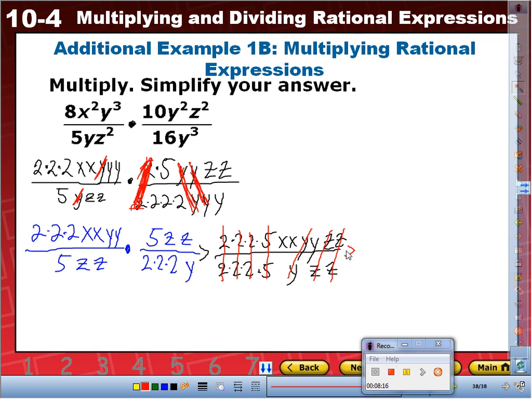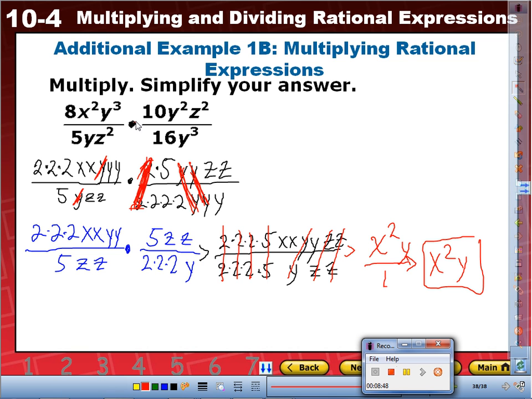Let's see. What's left on the numerator? X squared y. How about the denominator? No, it would be 1 if it's nothing. But since this becomes that, we're left with x squared y. Yeah. How do we get 1 in the denominator? Let's see. 1 times 1 times 1 times 1 times 1 times 1 times 1 is 1. Okay?